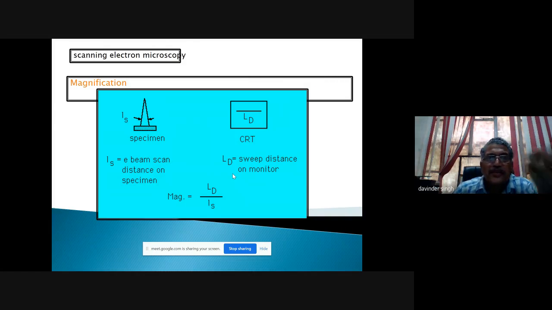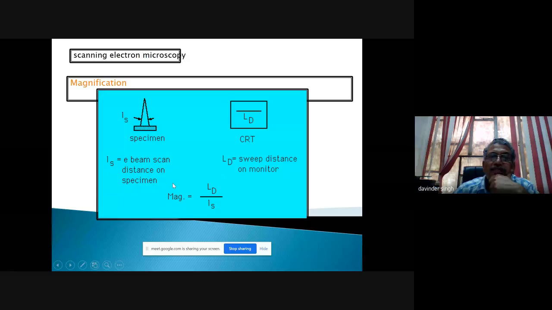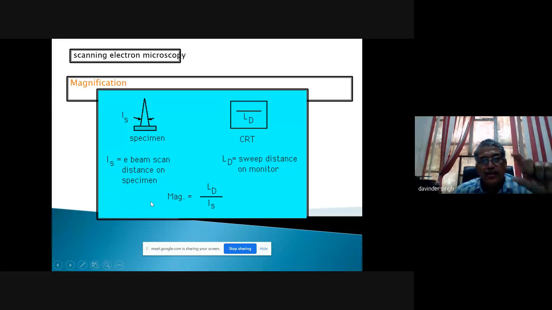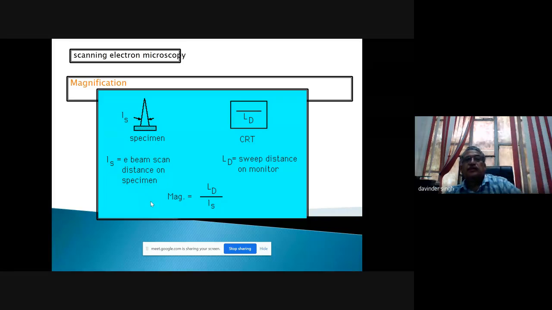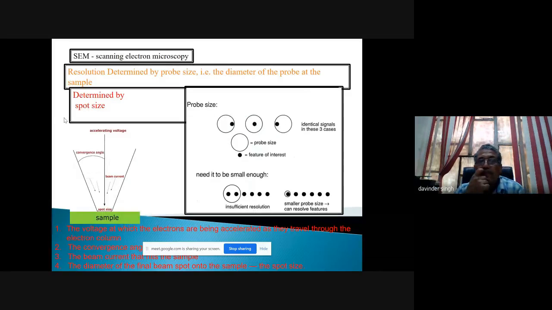Now, the magnification in case of electron microscopy, how you do it. Generally the sweep distance on the monitor and the E-beam scan distance on the specimen play a major role in magnification. That's why the spot and the distance between the source and the specimen are an important part. So it sometimes varies with the scanning electron microscopy.